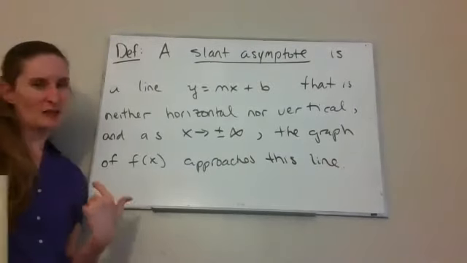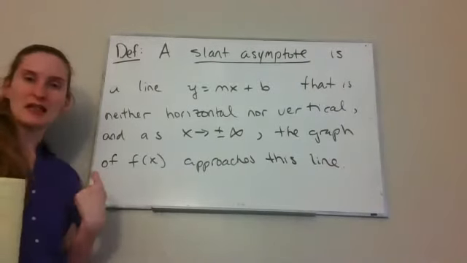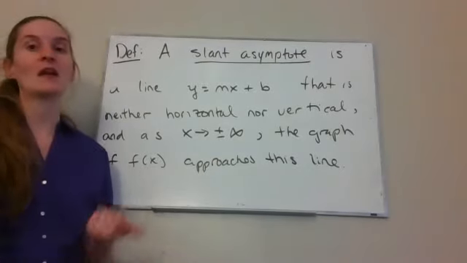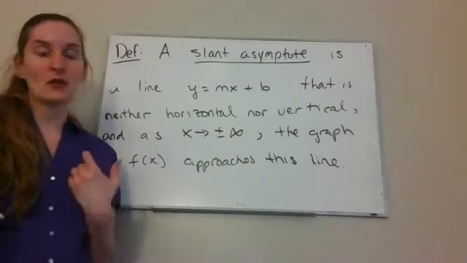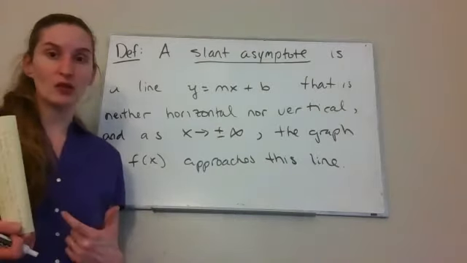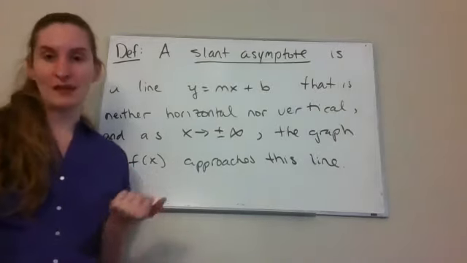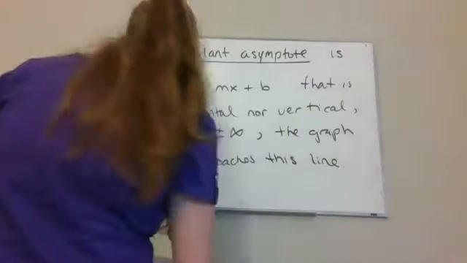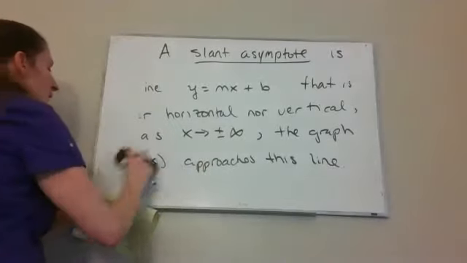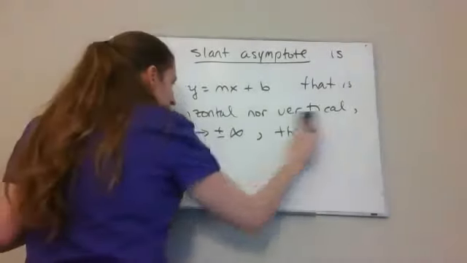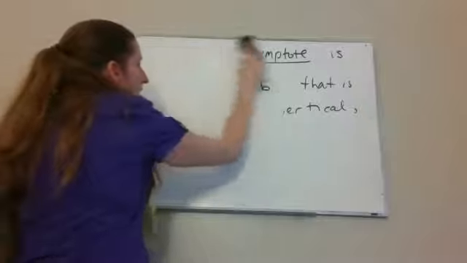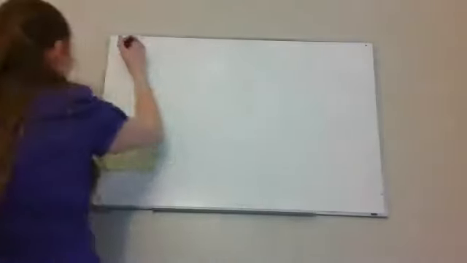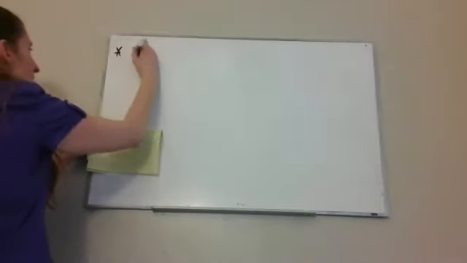So these are the hardest ones to find, but luckily we already have all the skills that we need to find slant asymptotes. To find a slant asymptote, you're going to need to use either polynomial long division or synthetic division if the situation allows it. Now, the question is, do we always have to check for slant asymptotes? And the answer to that is no. Slant asymptotes only occur in a very particular situation.